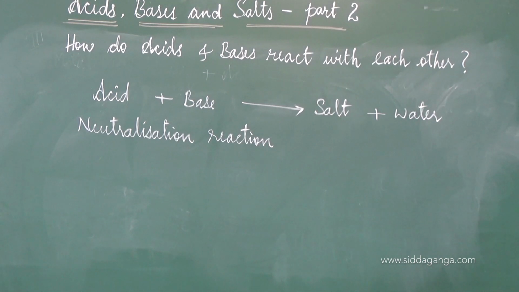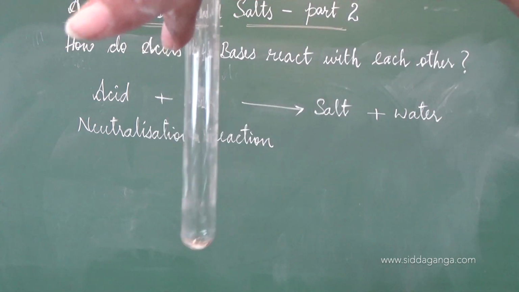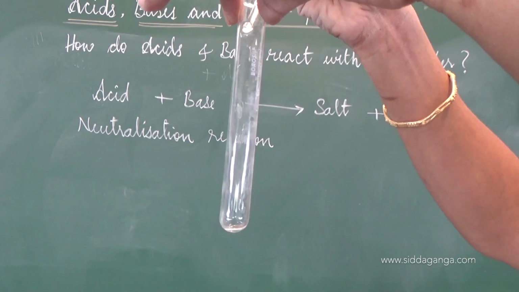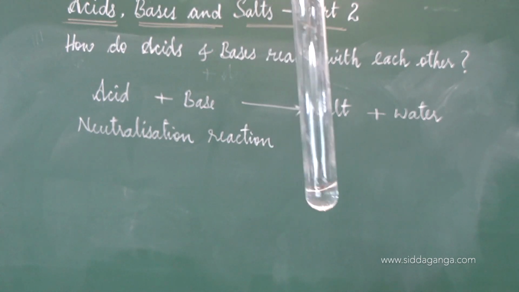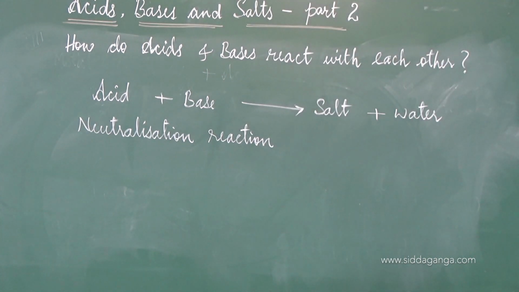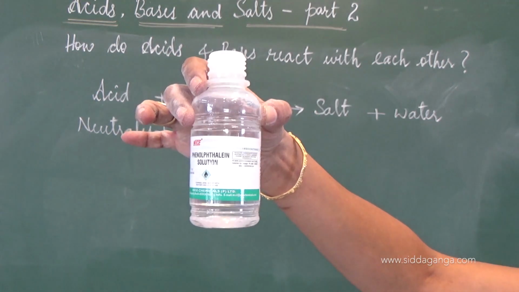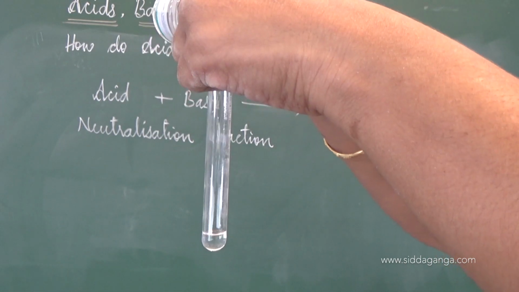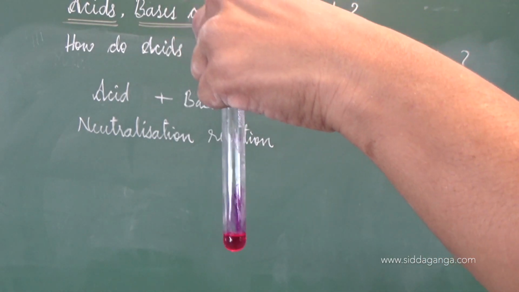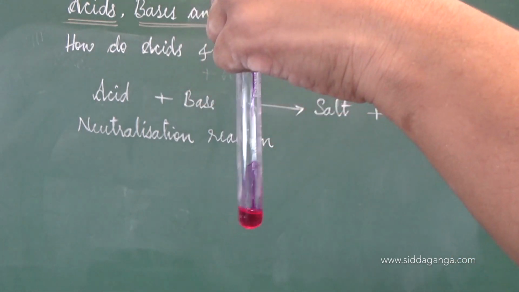I have taken a test tube, and to this test tube I am supposed to add some 2 to 3 ml of dilute sodium hydroxide solution, NaOH solution. Dilute NaOH solution, and I need to add 2 drops of phenolphthalein solution to this. So this is phenolphthalein indicator, a colorless indicator. I'll add 2 drops of it. You know what happens? The solution turns pink.